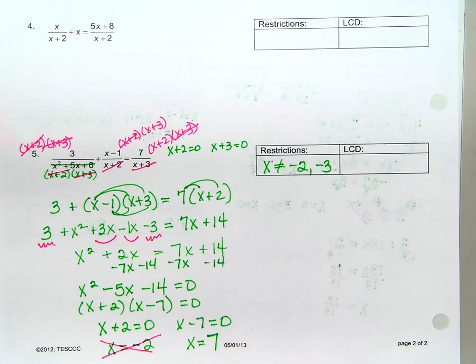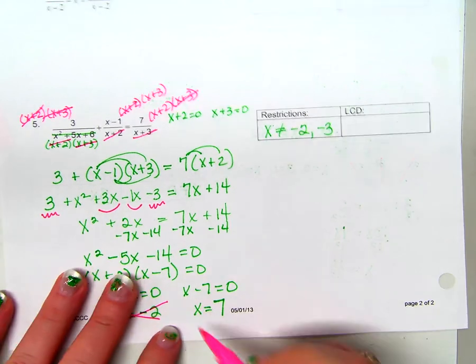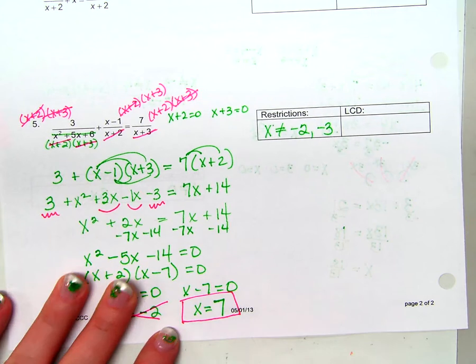7? X equals 7. How hard would that be to check? Put it in your calculator. Not hard at all. Guess what? It works. That's my answer. X equals 7.